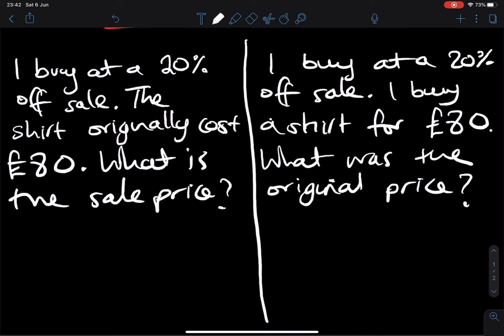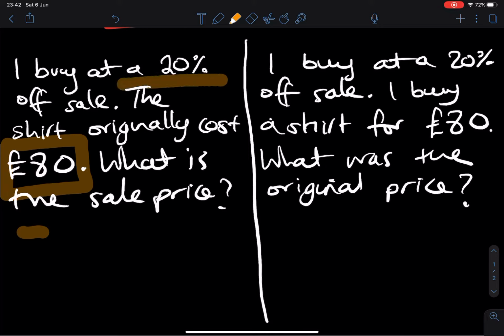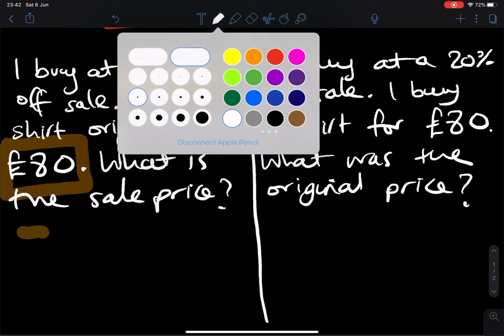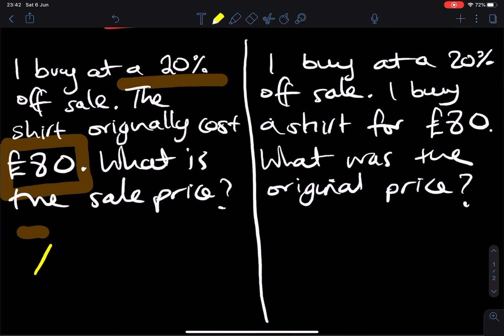Okay, so which one is a reverse percentage question, and which is a normal percentage question? Let's analyze the difference between the two. For the question on the left-hand side, do I have the original value of the shirt? Do I know what the shirt cost originally? Yes, I do. It's £80. So it's telling me that I've reduced £80 by 20%, and therefore I'm trying to work out the new sale price. So actually, this is just a normal percentage decrease question.